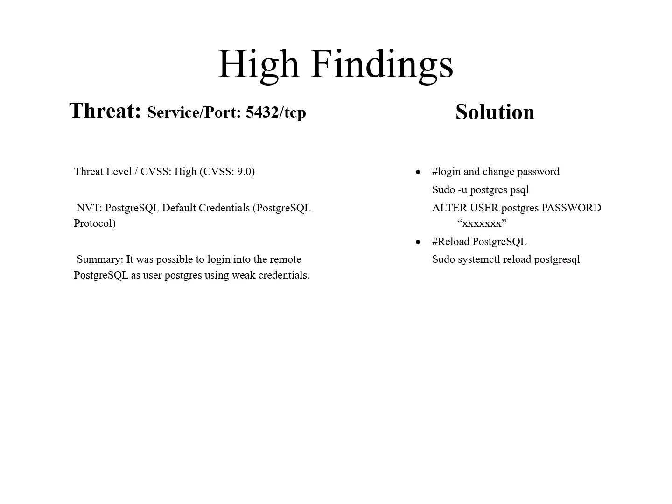Our last high threat level finding is going to be port 5432 on the TCP service. It is a threat level of CVSS 9, and it is a PostgreSQL default credential protocol, and it is possible to log into remote PostgreSQL accounts as a user using weak credentials. So what we're going to do is log in and change the password requirements or standard password of PostgreSQL, and then we want to reload our system with these changes in place.